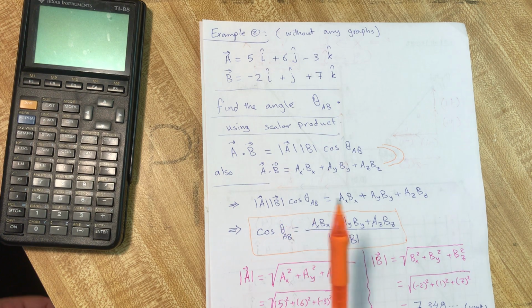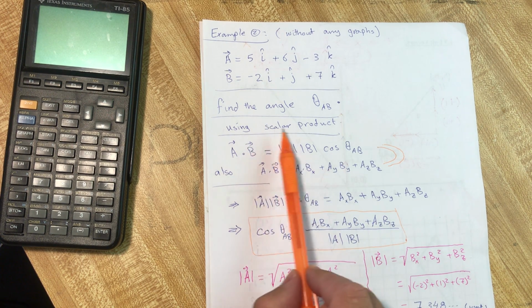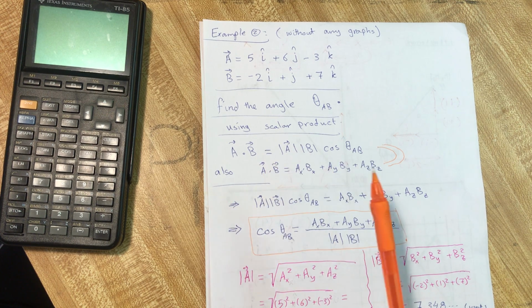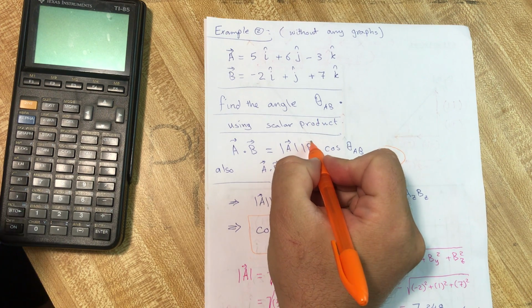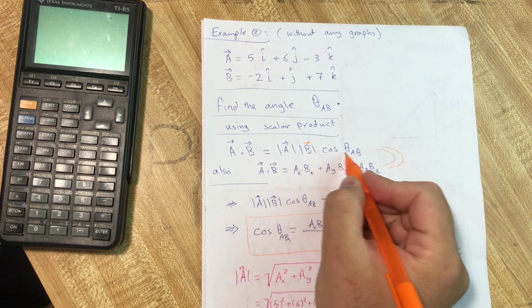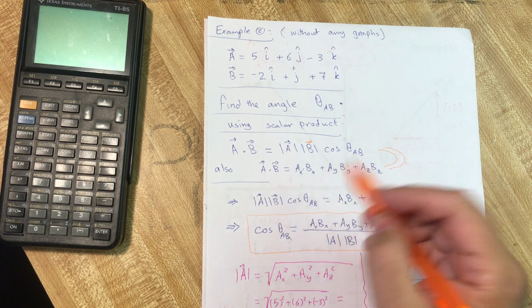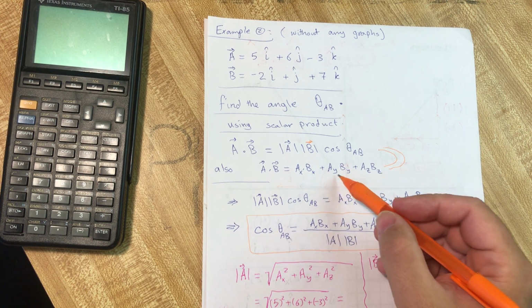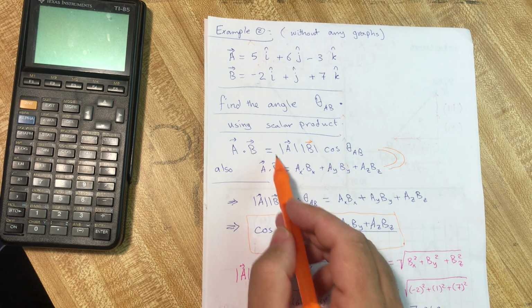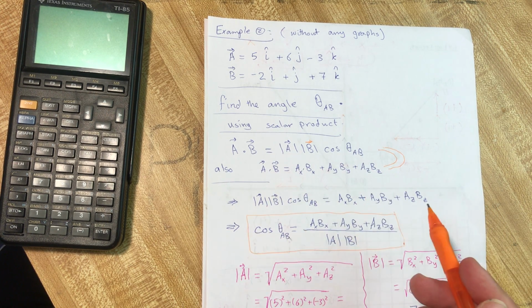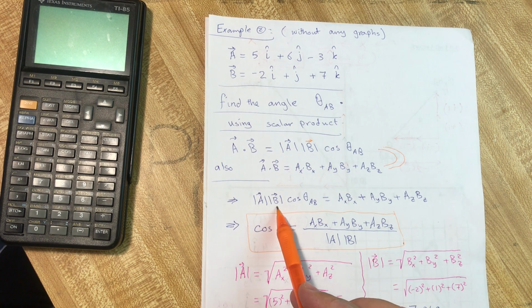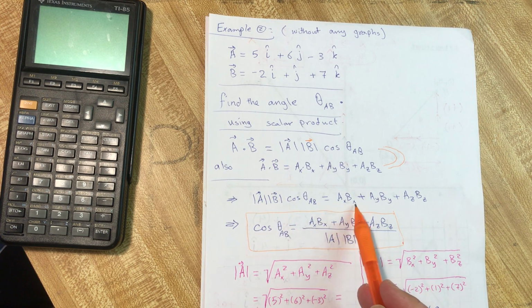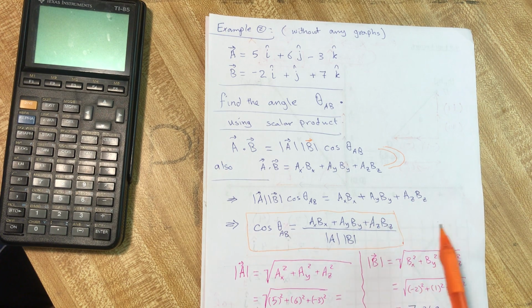Okay, how to do that? Using the scalar product, we can find the angle. We have two methods. A dot B is equal to the length of A multiplied by the length of B cosine theta AB, which is equal also to AX BX plus AY BY plus AZ BZ. The two quantities are the same, they are equal because they are A dot B. So we can equalize them. A length, B length, cosine theta AB is equal to AX BX plus AY BY plus AZ BZ.